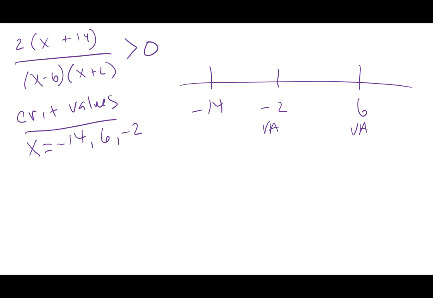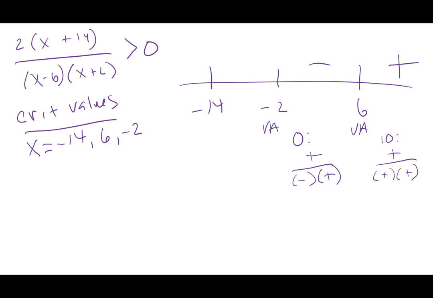So now it's time to test. I'm going to start by testing something bigger than 6. I'm going to choose 10. So if I choose 10 in the numerator, I'm going to get a positive. Then if I put it into x minus 6 and then x plus 2, looks like I'm going to get positives all around, which is going to give me a positive. Something between negative 2 and 6, when possible, choose a 0. So in the numerator, looks like a positive. In the denominator, 0 minus 6 is a negative, plus 2 is a positive. That's going to be a positive over a negative, which yields a negative.